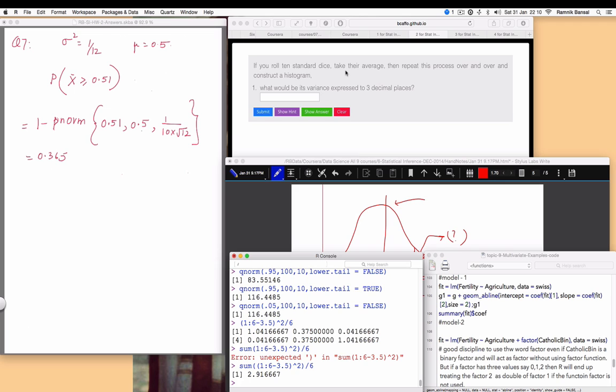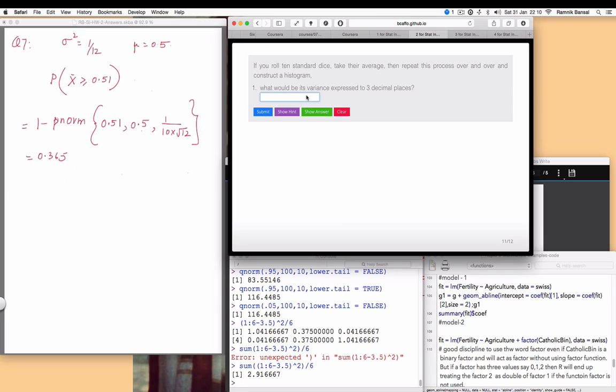So if the variance of one single die roll is 2.91, now my sample size is 10, and I'm taking a mean of that, right? So that means the variance has to be divided by 10, the sample size, which is 10. And he's asking for the variance. So therefore my answer will be 0.291, or 0.292.